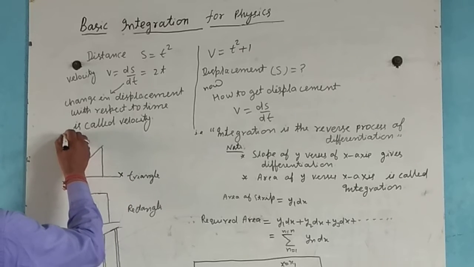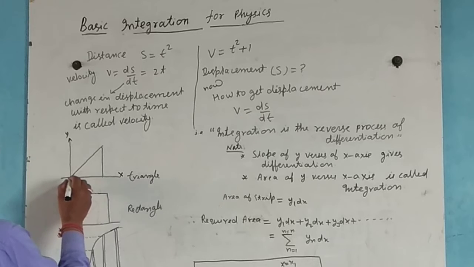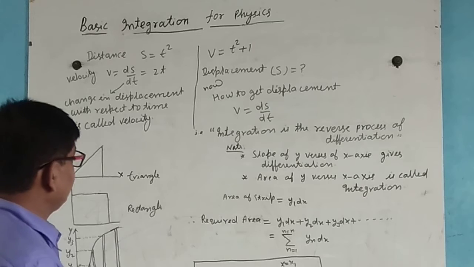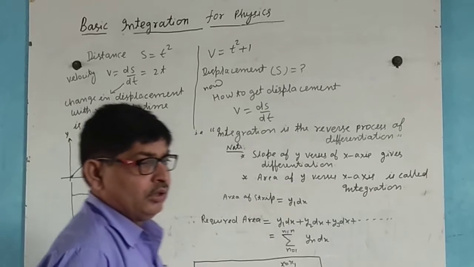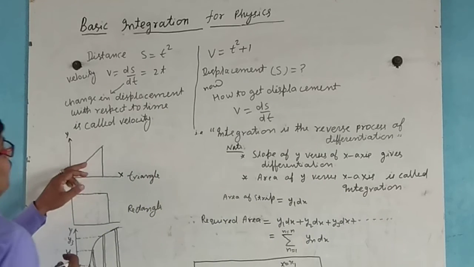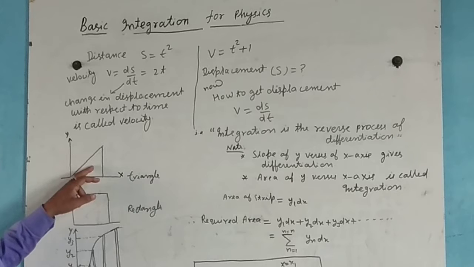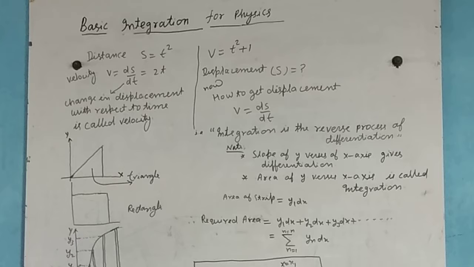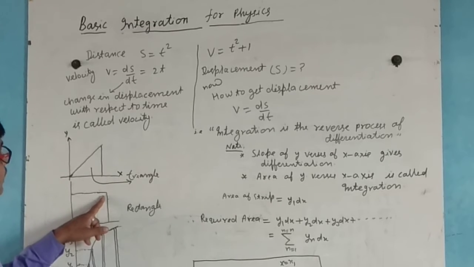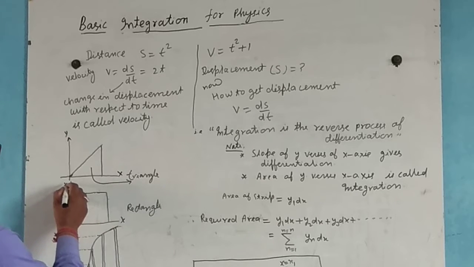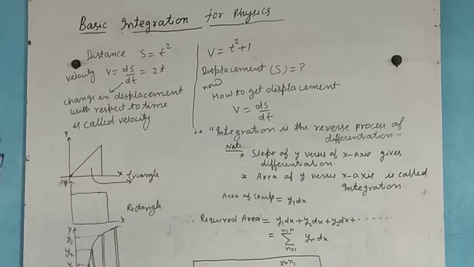Now this is the x-axis and this is the y-axis. If the plot of a moving body is such a type, with triangles, then we can easily calculate the area. If the motion is such a type, this is a rectangle, and we calculate the area easily in this case.